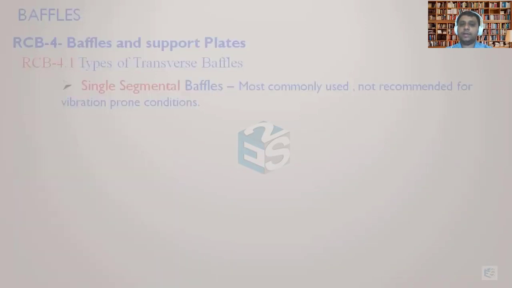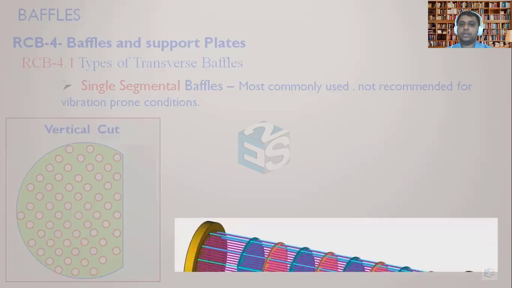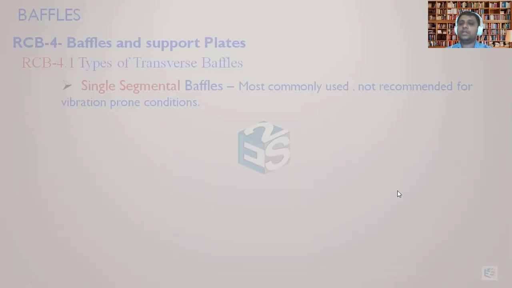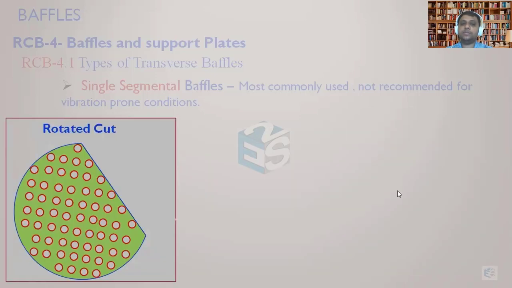There are also some baffles which support the tubes connected to the tube sheet. From the tube sheet, some tubes are supported at the first baffle, and those passing through the window are supported directly by the second baffle. Few of the tubes are coming from here, and those are supported only by the second one. Here also the same. Few of the tubes connected to the tube sheet are supported only by this one. So there the unsupported span would be more.